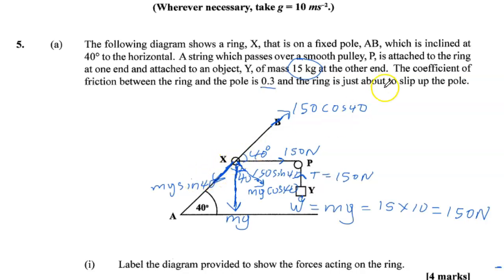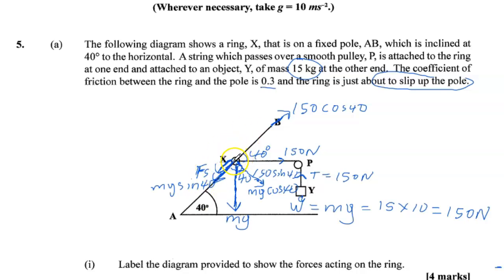Also, look at the situation here. The ring is about to slip up the pole, which means the ring is attempting to go up, which means friction will always act in the opposite direction. So friction also will be going down in this direction. And of course, it's static friction. Let me use Fs to describe it, since the object is not really moving, at least not yet. So friction and mg sine 40 going down, 150 cos 40 going up parallel to the pole.